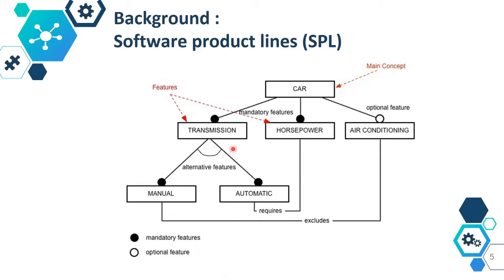The same thing here, we can define the different alternative features. In this way, we can define any instance of the car using this model. We can have a car with a manual transmission and the horsepower without any air conditioning. In the same way, we can have a car transmission automatic with horsepower with air conditioning. This model allows us to get different kind of product.